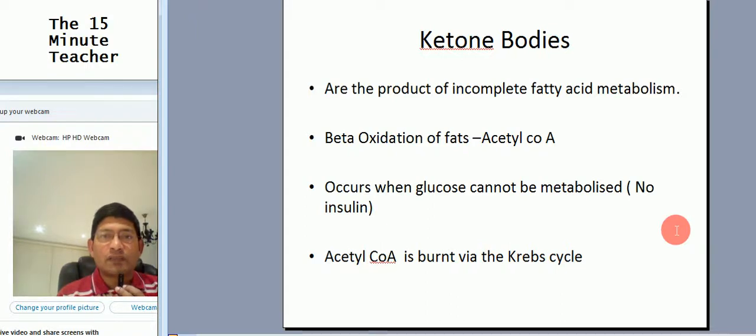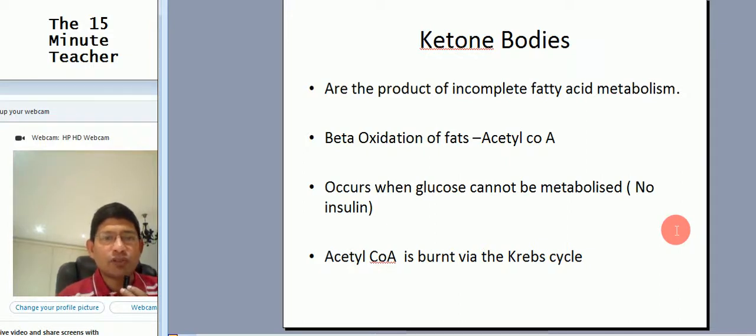Ketone bodies are the product of incomplete fatty acid metabolism. Long chain fatty acids, which contain 20 to 22 carbon atoms, are spliced 2 carbon atoms at a time, and these are released as acetyl-CoA. This occurs predominantly when glucose cannot be metabolized, either as glucose is deficient, as in severe starvation, or when glucose can't enter the cell, as you would see with insulin deficiency.